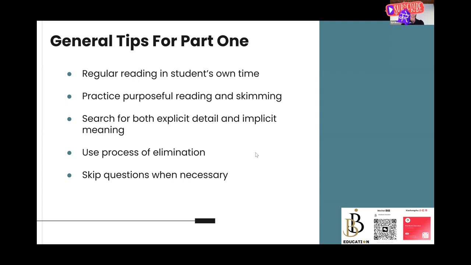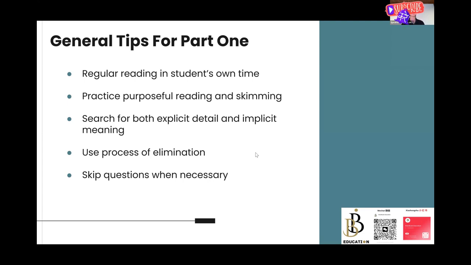And the last thing I want to say is skip questions when necessary. This is really important, not only because all the questions are weighted equally. If students are spending 2, 3, 4 minutes on a single question, that's just going to be a waste of time that they could be using on other questions. And secondly, this is especially important in the reading section because a lot of the time questions and answers later in that section will give more information for the questions earlier in that section.